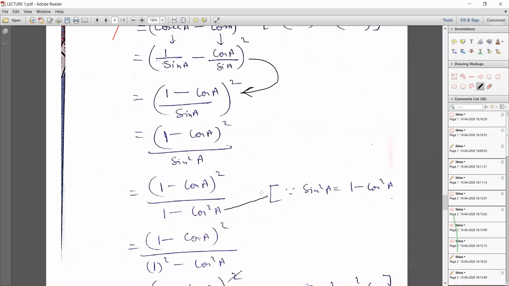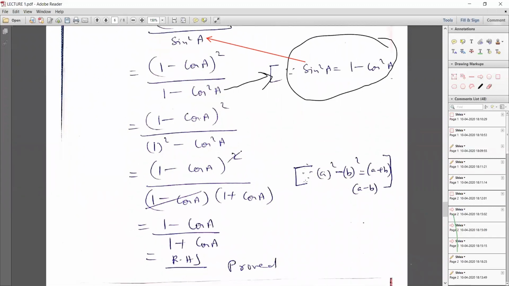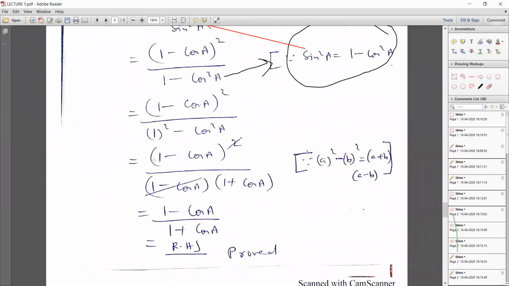And it is equal to (1 minus cos A) whole square, and in place of sin square A, we can write 1 minus cos square A, because I taught you in the first identity that sin square A can be written as 1 minus cos square A. Okay, and now I am proceeding. (1 minus cos A) whole square upon, this 1 can be written as 1 square minus cos square A. And 1 square minus cos square A is in the form of a square minus b square. So (a plus b) into (a minus b).